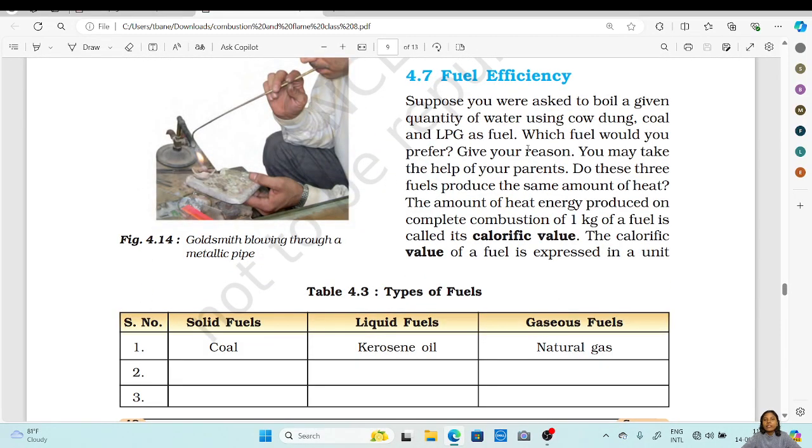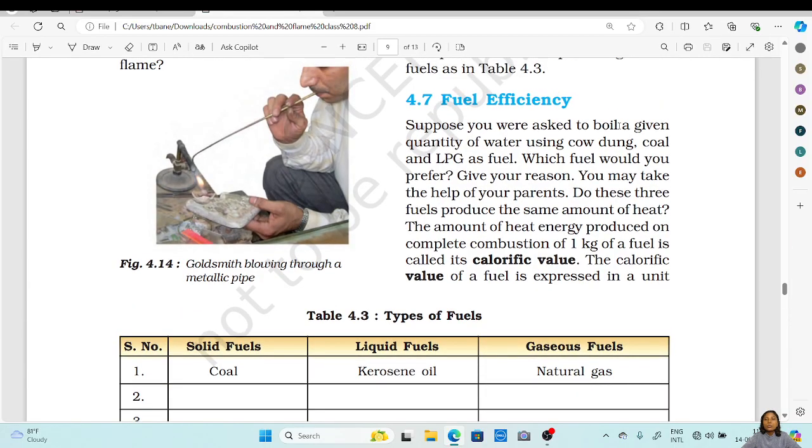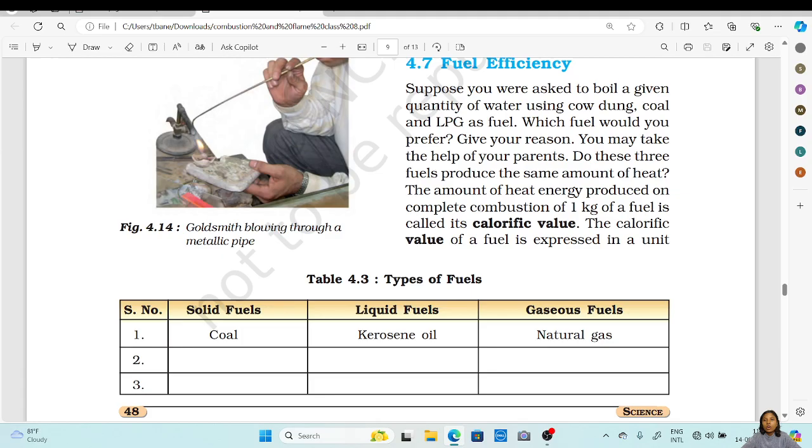Now, fuel efficiency. Suppose you are asked to boil a given quantity of water using cow dung, coal and LPG as fuel. Which fuel would you prefer? Give your reason. Obviously we'll use LPG, because that is faster and the heat produced is in larger quantity. Or you can say you can adjust the heat that you supply.